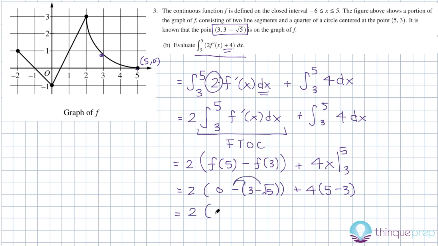So it's 2 times parentheses -3 plus root 5, plus 4 times 5 is 20, 20 minus 12 is 8. Don't forget to distribute this 2 now, so it's -6 plus 2 root 5 plus 8. And then that's finally equal to 2 plus 2 root 5. Don't be a masochist like me.